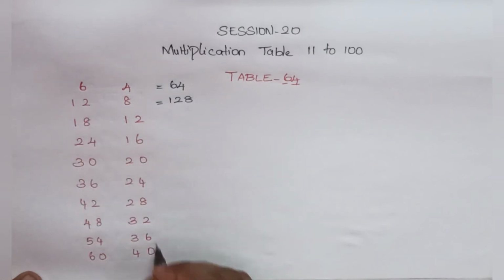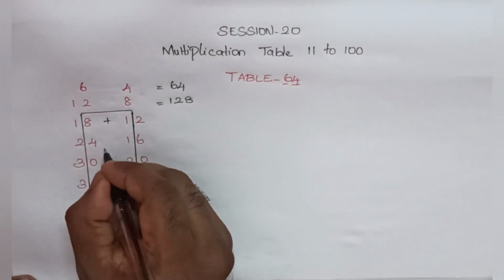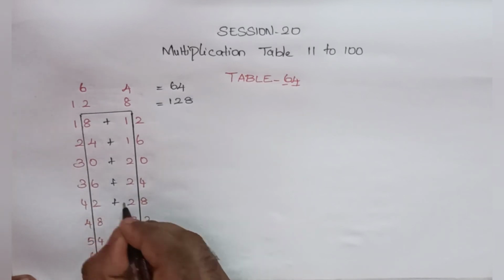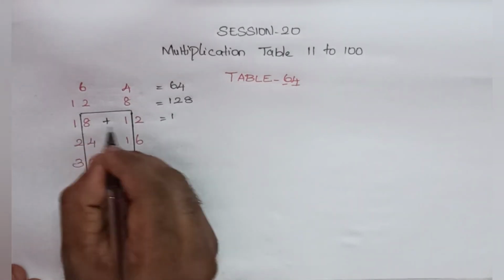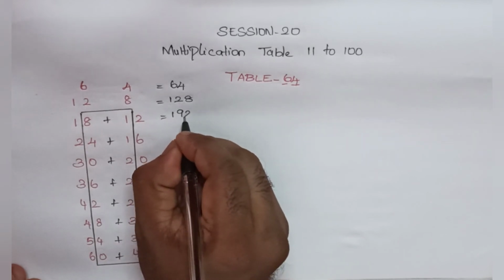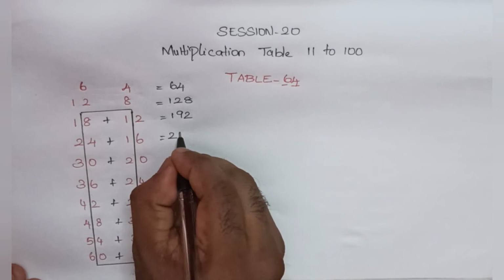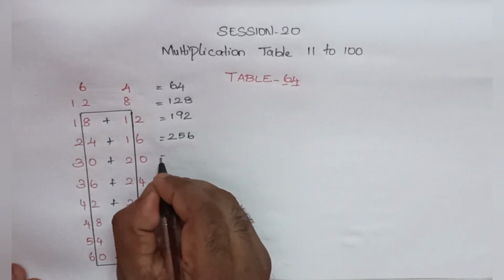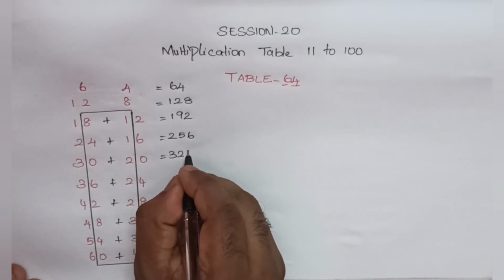Now you have to join the inner digits. It means you have to sum the inner digits. So add the inner digits like this. Put 1 here. 8 plus 1 is 9. 192. 2. 4 plus 1 is 5. 256. 3. 0 plus 2 is 2. 320.